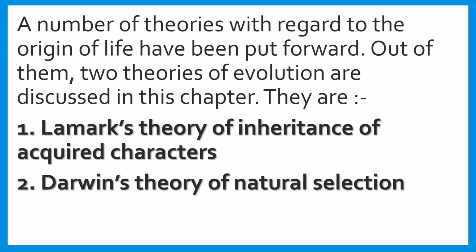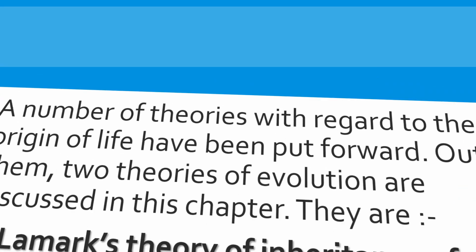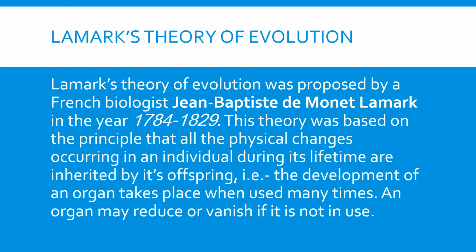So a number of theories with regard to the origin of life have been put forward. Out of them, two theories of evolution are discussed in this chapter. They are Lamarck's theory of inheritance of acquired characters and Darwin's theory of natural selection. First, we'll discuss Lamarck's theory of evolution.